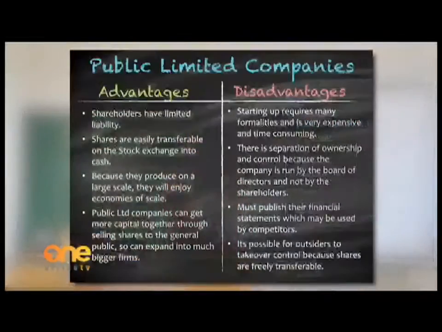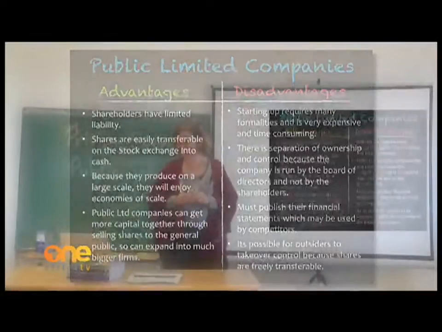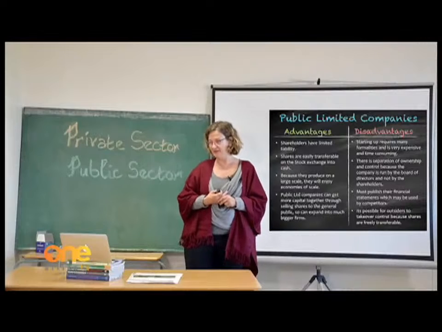Then, because they sometimes produce on a large scale, as I said, or mostly produce on a large scale, they have the benefit of economies of scale, where their average cost can decrease the more they produce. Okay, the last point of the advantages of public limited companies is that they can get more capital together, because, obviously, as you have seen, there's no limit to the number of shareholders that can buy shares in this company.